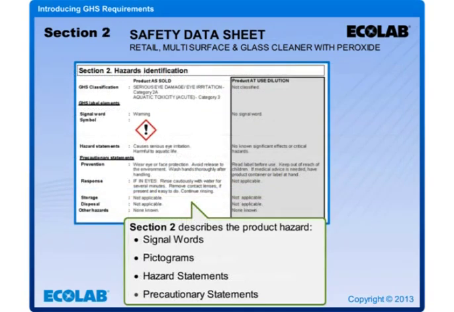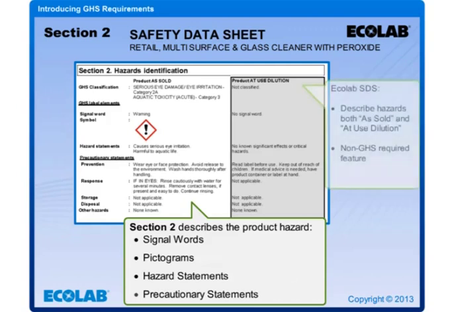One of the most significantly changed sections is Section 2. Section 2 describes the product hazard and includes many of the same elements as the label: signal words, pictograms, hazard statements, and precautionary statements. It is important to notice that the safety data sheet for Ecolab branded products will continue to describe hazards both as sold and at use dilution. This is an added non-GHS required feature.